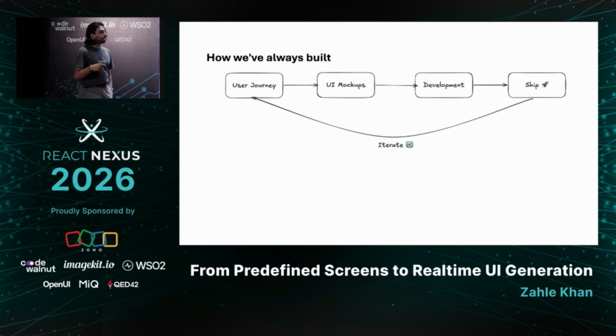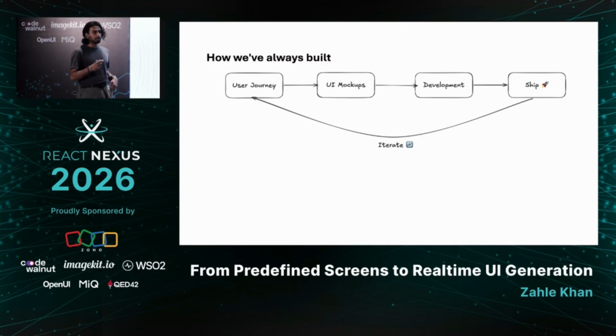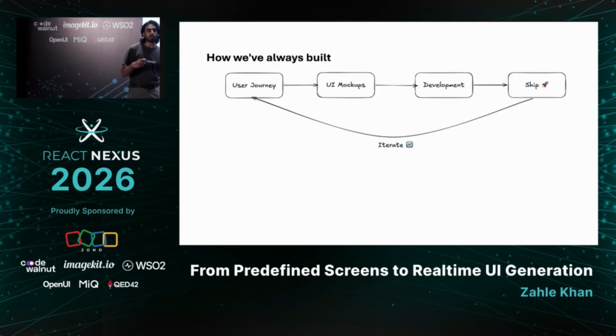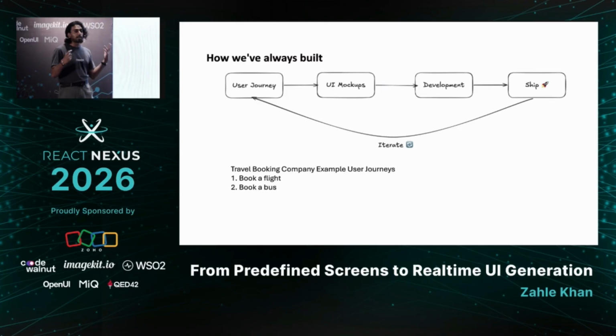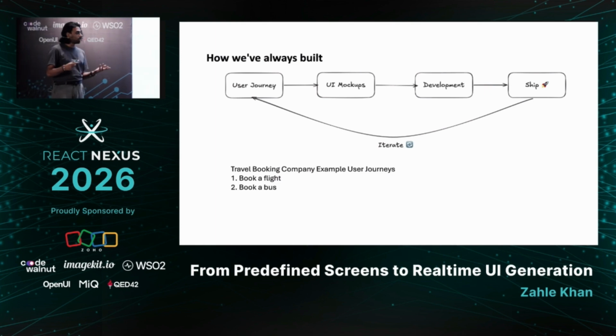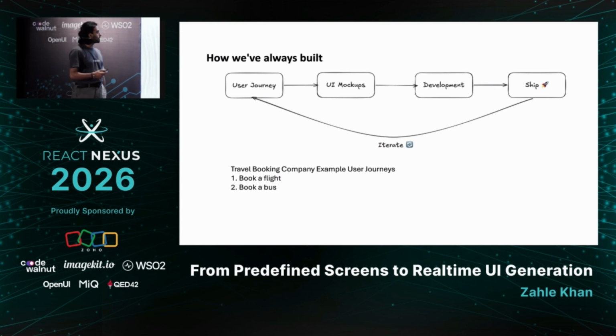Yeah, so let's look at the current SDLC that we all know and hate. There is a user journey that the product manager writes, and it is given to the designer to write wireframes, mockups, and then the developer writes the features and ships it. And then it is an iterative loop where new features keep coming in. For example, if you're a travel company, you have a user journey to book a flight, book a bus, book a cab, etc.